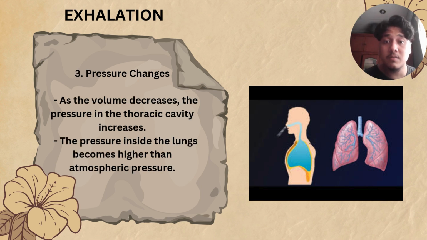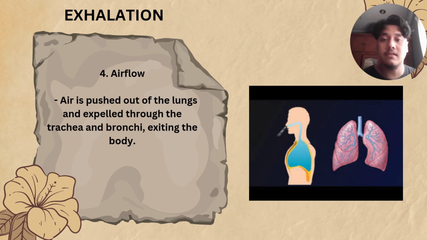So thirdly, the pressure changes. As the volume decreases, the pressure in the thoracic cavity increases. The pressure inside the lungs becomes higher than atmospheric pressure. Exhalation. Fourth is airflow. Air is pushed out of the lungs and expelled through the trachea and bronchi, exiting the body.